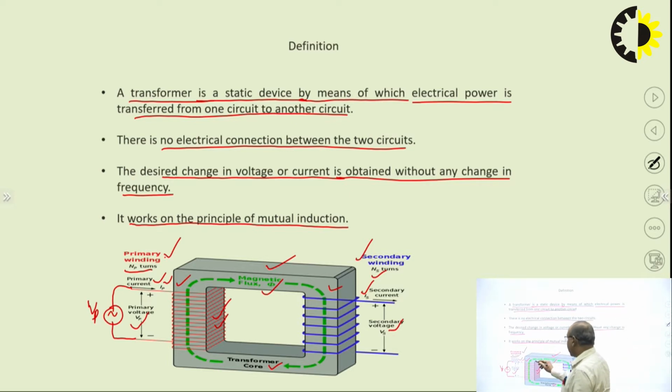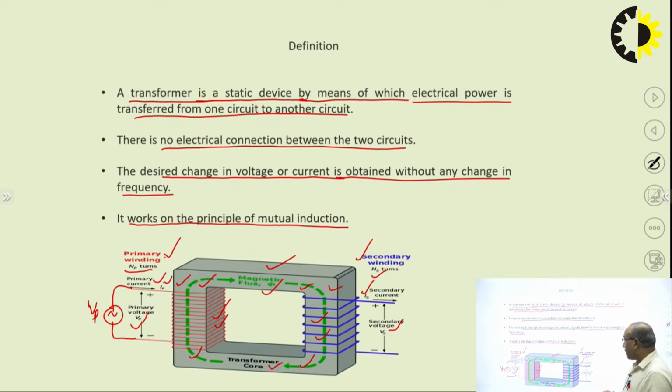The path of this flux, shown by this green dotted line, is the path of flux in the core. This is time varying flux, since AC supply is connected across the primary winding. Due to this time varying flux, the flux links with both sides, primary as well as secondary, since both the coils or windings are wound on a common magnetic core.